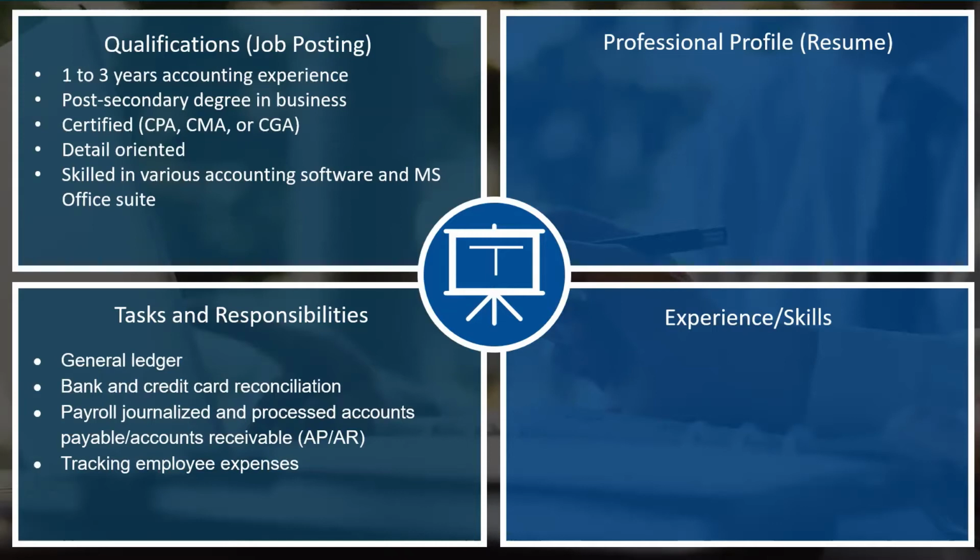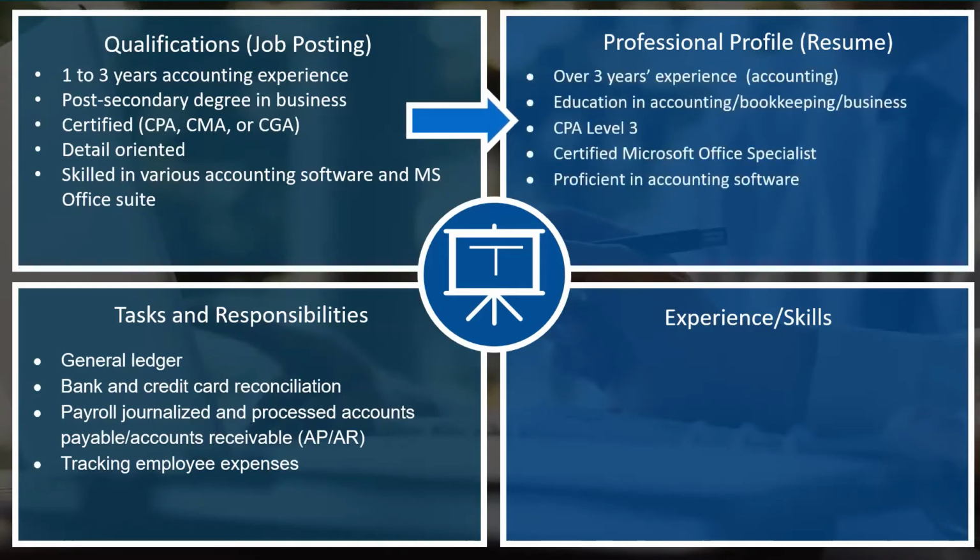So how would that appear on the T-chart? Well, remember I said it was all about the application. So you want to write down how you meet this criteria. So over 3 years of experience in accounting, where the qualifications is 1 to 3 years experience. In the professional profile, you're saying that you have 3 years experience, or 5, or 10, or however many you have. Post-secondary education in business.